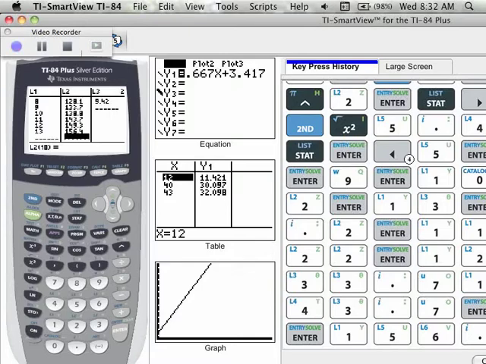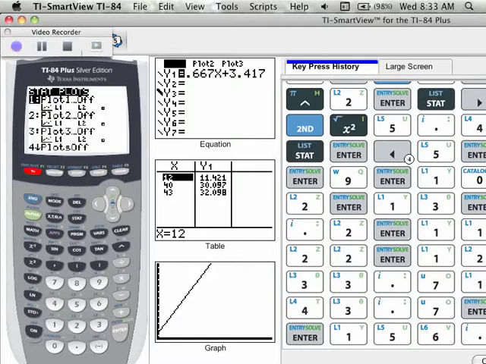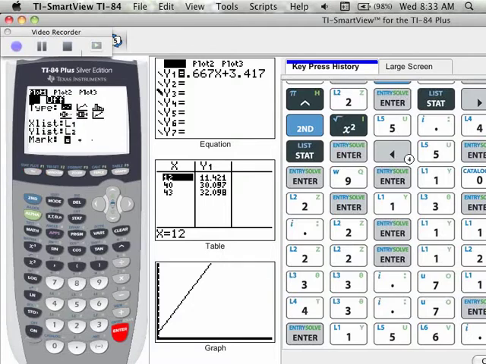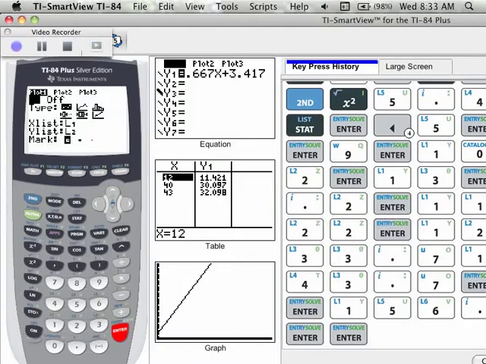If I want to plot this data, that means I have to go into my stat plots. Stat plots are the thing that are above the y equals. So to get to that, you go second, y equals. Second, y equals. And then you go enter, because you want to get into your stat plots, and you hit enter again because you want to turn them on.